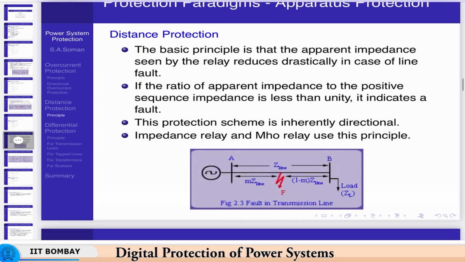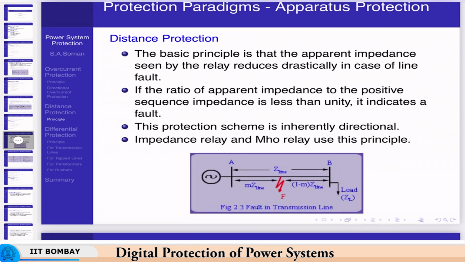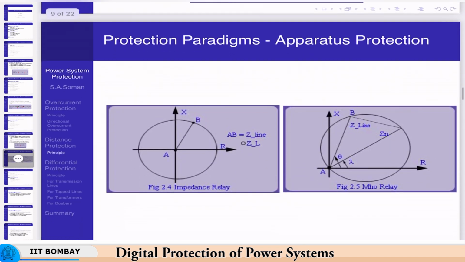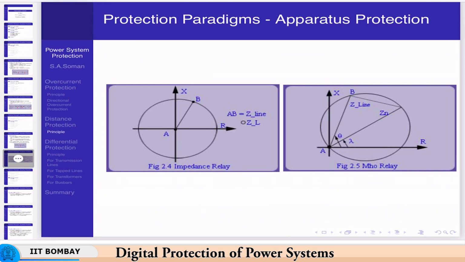The figure here shows that there is a transmission line AB, and we can assume that the relay is placed at the bus A. Then if there is a fault on the line AB, the V by I or the Z apparent will be equal to m times the positive sequence impedance of the line, if the fault is at a per unit distance m. These are two realizations of the relay. One is an impedance relay and one is a mho relay.